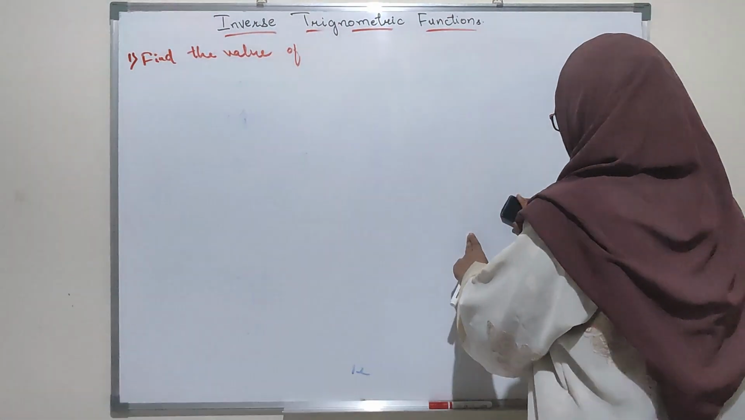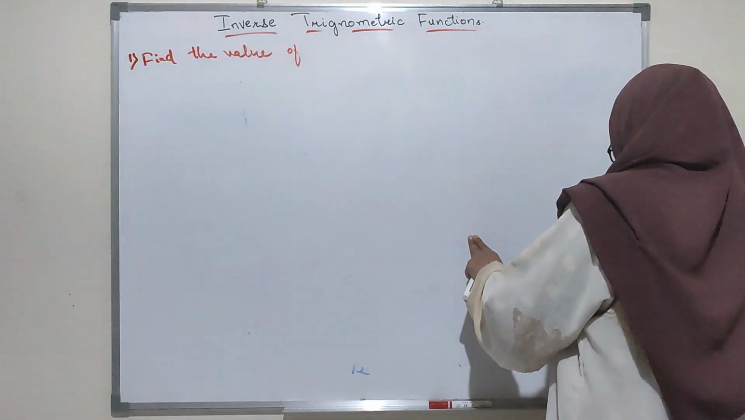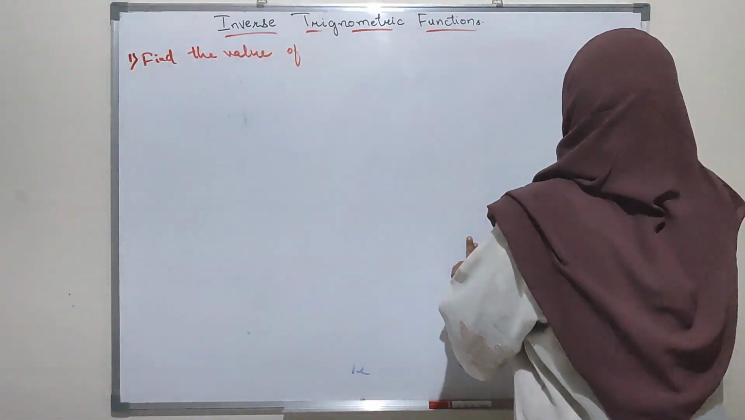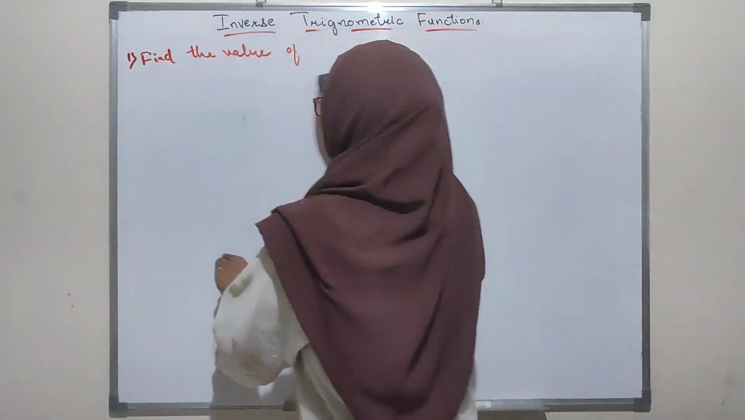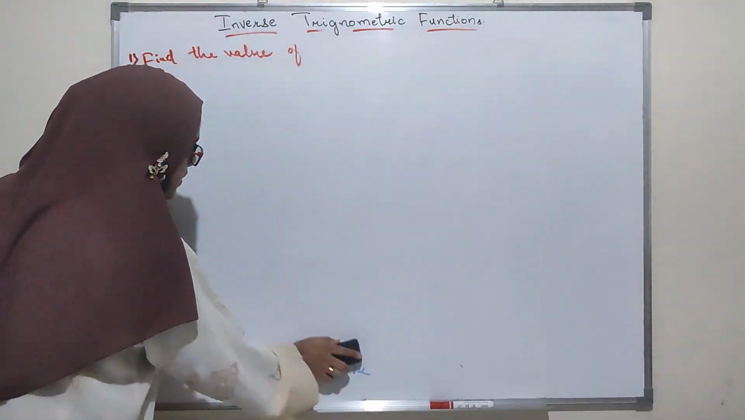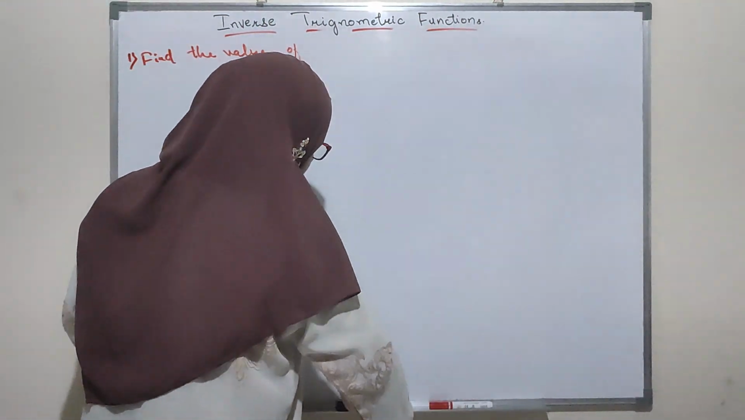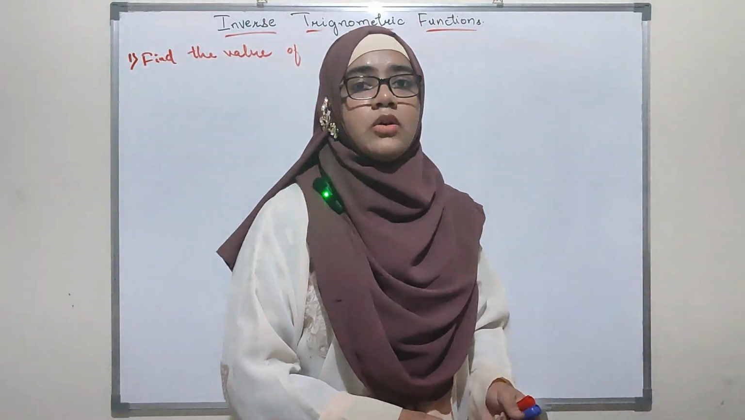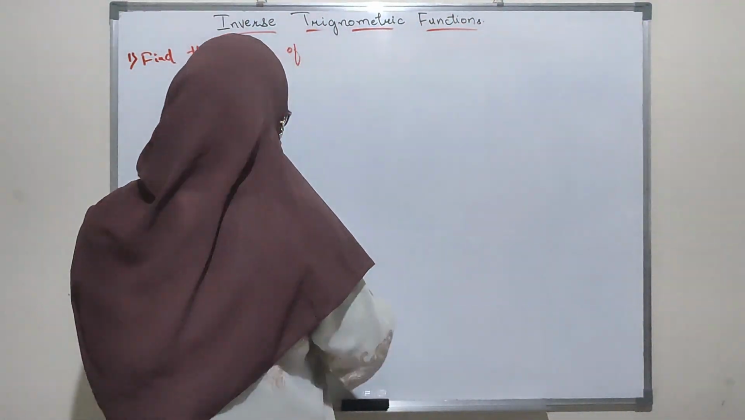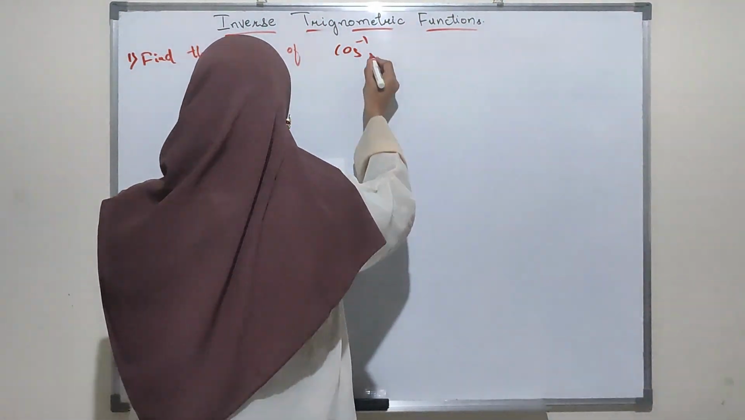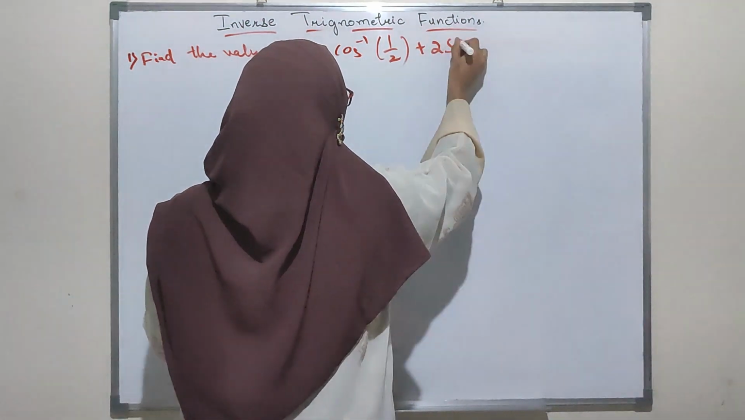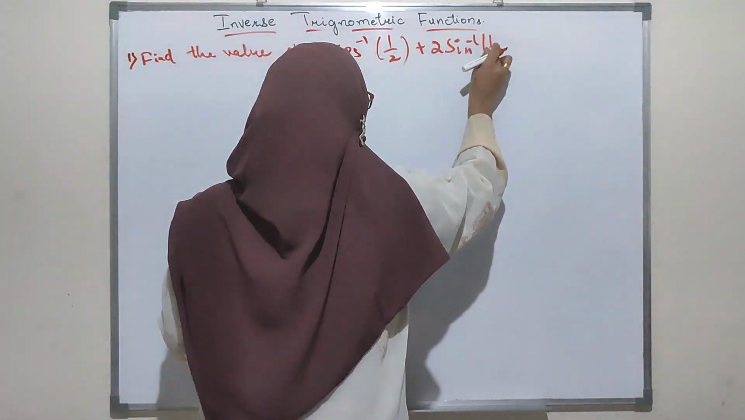Always remember, cos of minus theta is positive cos theta, and sin of minus theta is negative sin theta. Okay, so we have to write down cos of pi minus theta. Now take another example. Find the value of cos inverse of 1 by 2 plus 2 sin inverse of 1 by 2.